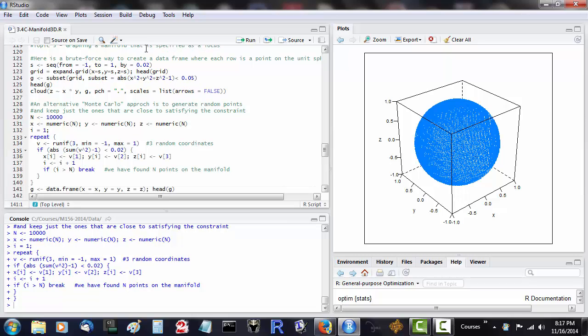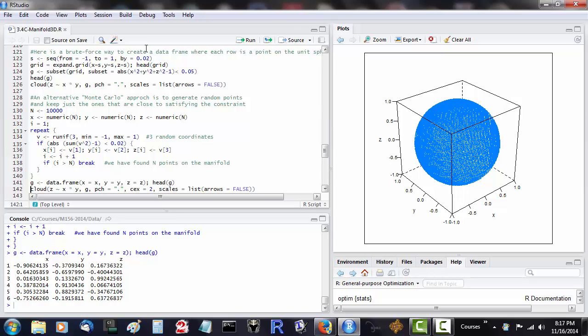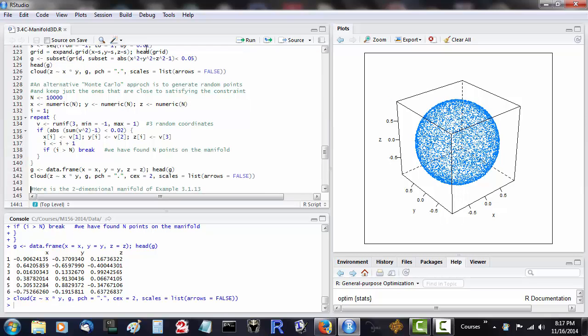That red circle that showed up briefly indicated that R was busy calculating. It was generating lots and lots of points, but we've got them now. Now I'd make them into a data frame, just specifying those are my 3 columns from the data frame. I call Cloud, and again, I get a rendition of lots and lots of points that lie pretty close to the surface of the unit sphere.